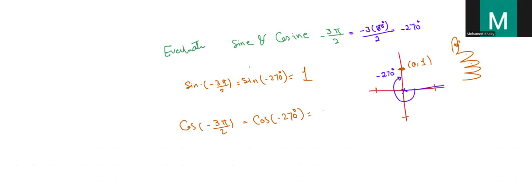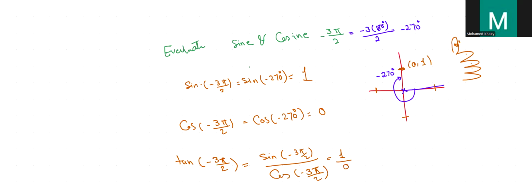So if I ask you, for example, what is tan? It's going to be undefined. Tan of negative 3 pi over 2 equals here sine over cosine. I have here sine of negative 3 pi over 2 over cosine of negative 3 pi over 2, which is here 1 over 0, which is here undefined.